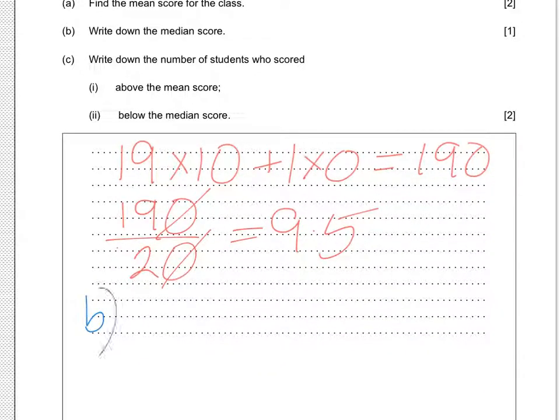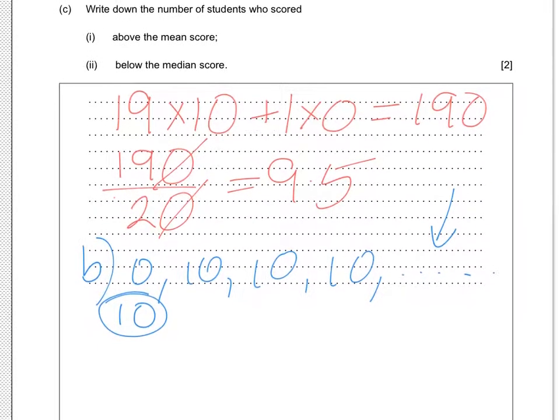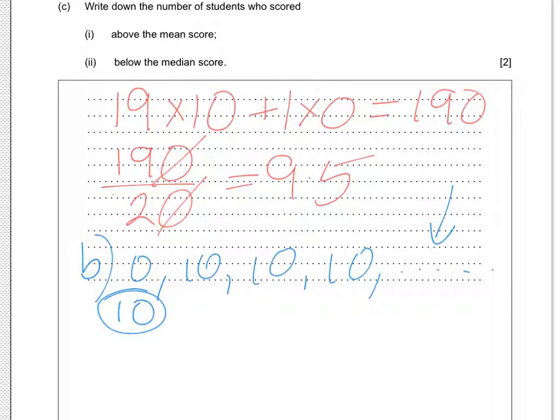Part B, write down the median score. Well, the median score is just the number in the middle, so it should be fairly obvious, since nearly all of them are 10, that wherever the middle is, it's going to be 10. So that's why it says write down. Don't have to do any calculation for part B. You can just write down that it's 10.